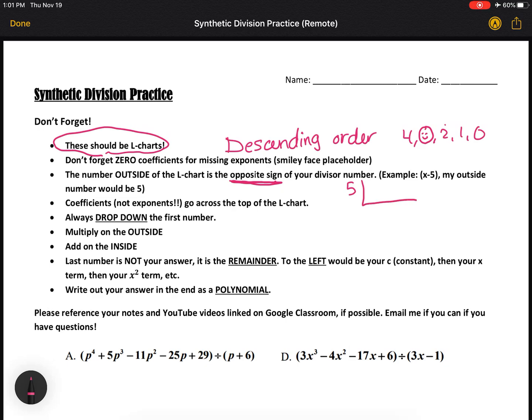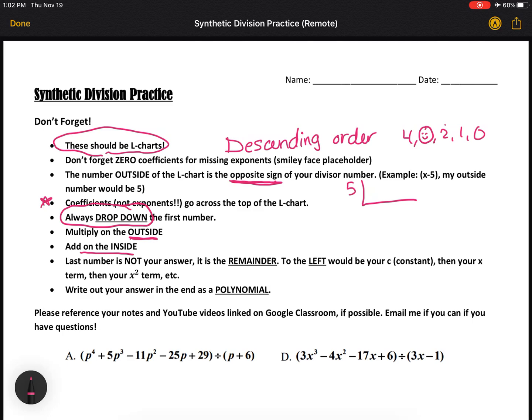Okay, so the next one here is very important too. We're lining up our coefficients, so the numbers out front of the variables, okay, not the exponents. So you're not going to see 4, 3, 2, 1, 0 inside the L chart. It's whatever the coefficients are, or the big numbers up front, okay. Always drop down the first number to start, and when we do that, we're going to multiply on the outside by that number from our divisor. And then we're adding on the inside. So multiply on the outside, add on the inside.